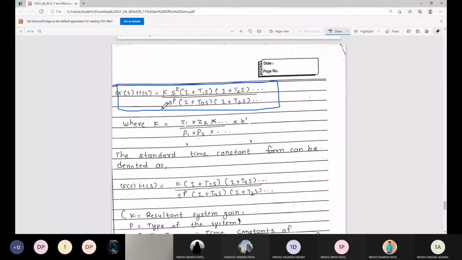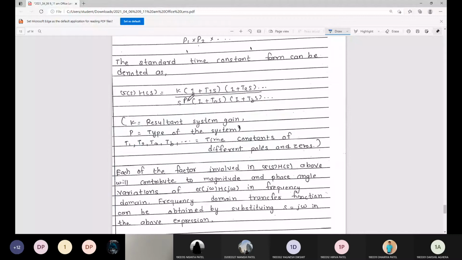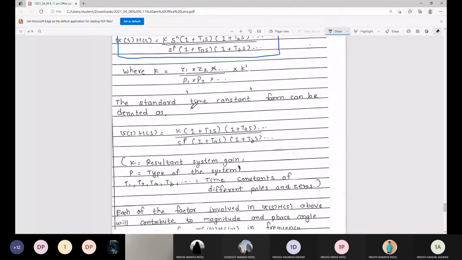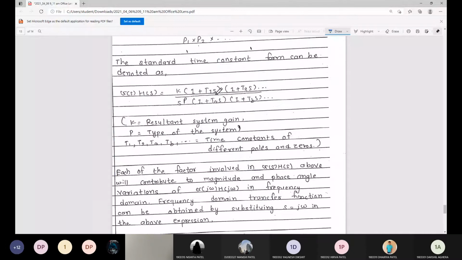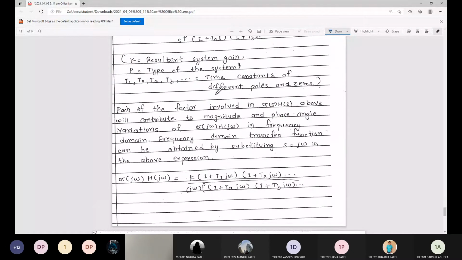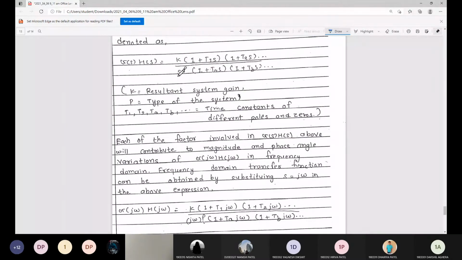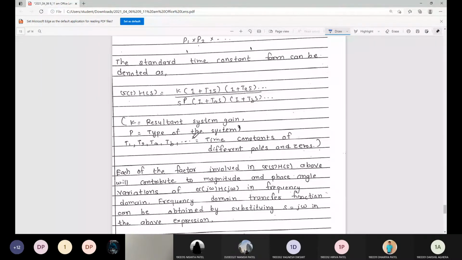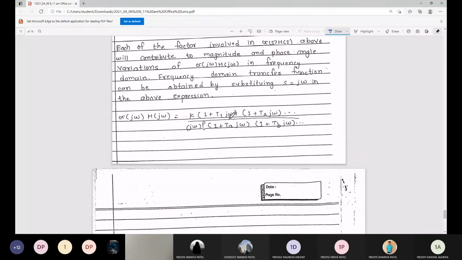So the first part is this K, the second part is either p or z. Now we have to replace s by j omega. Why? Because we are going for frequency response analysis. So in this part I'll be replacing s by j omega. So it will look like this: K into G of j omega, raised to p, 1 plus t1 into s, no, it was j.